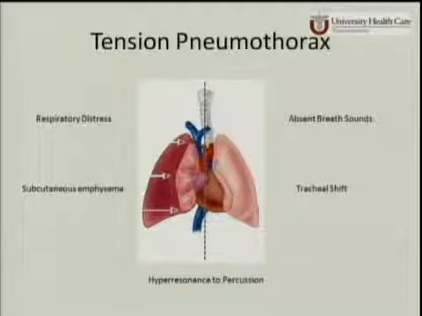So the signs and symptoms of a tension pneumothorax are obviously, first of all, respiratory distress. I have yet to see a person with a tension pneumo that is just sitting with me comfortably talking and wanting to talk about the Jazz game or whatever score it might have been the night before. They may also have some subcutaneous emphysema.